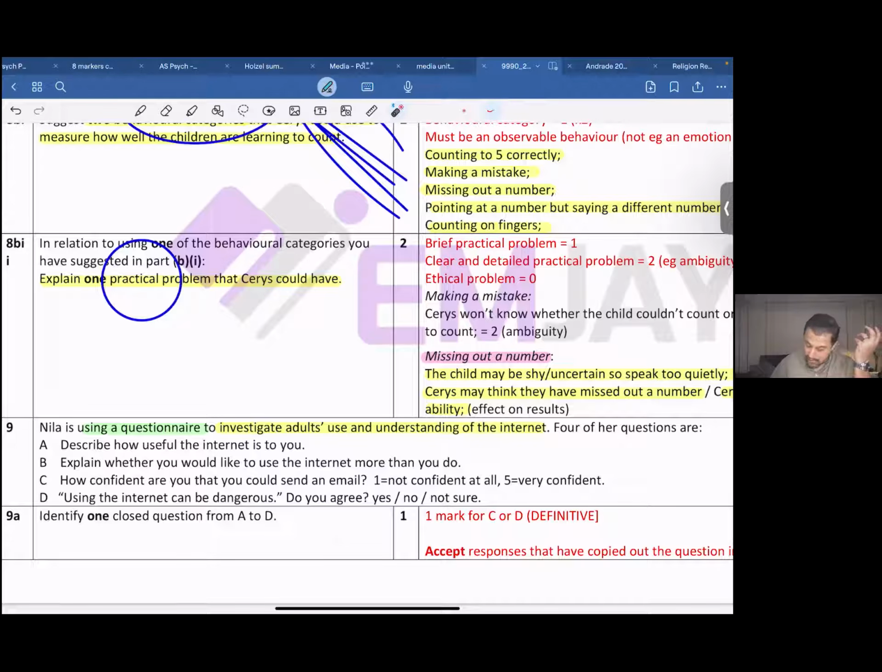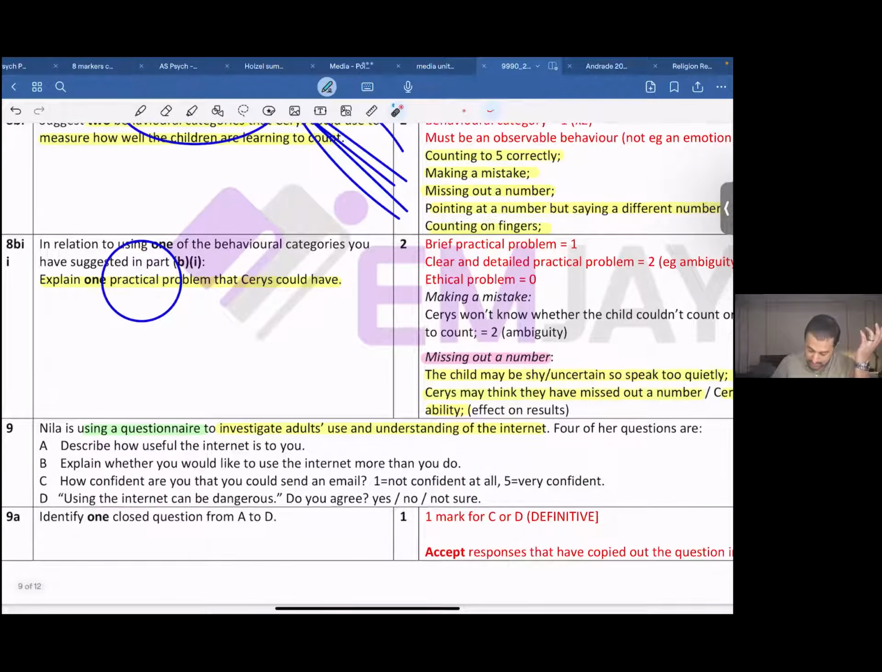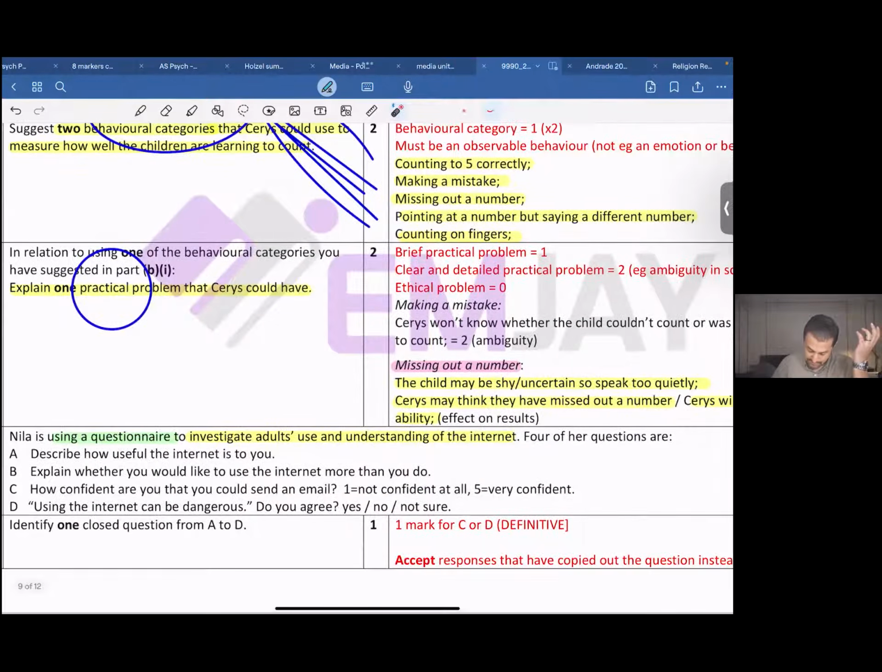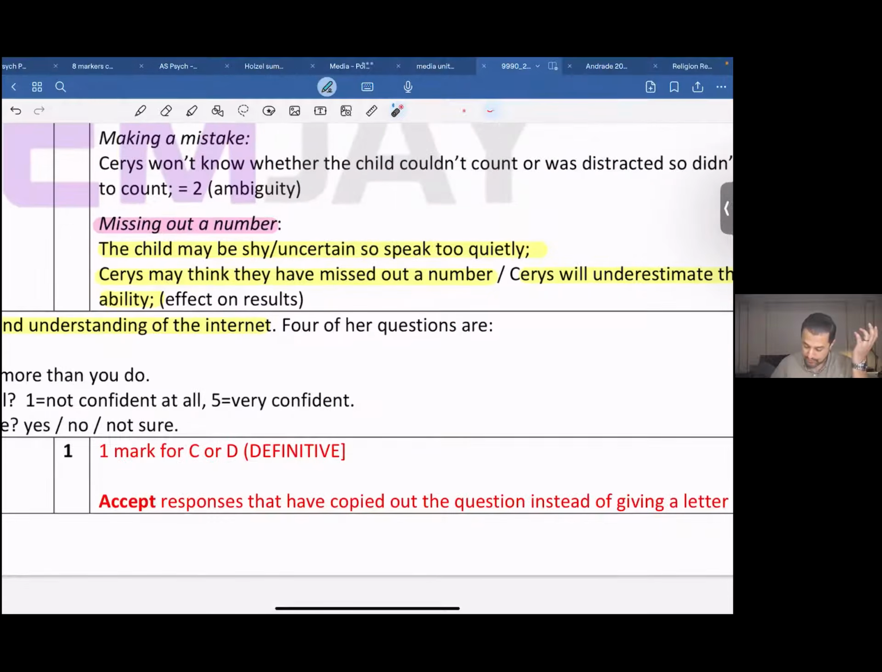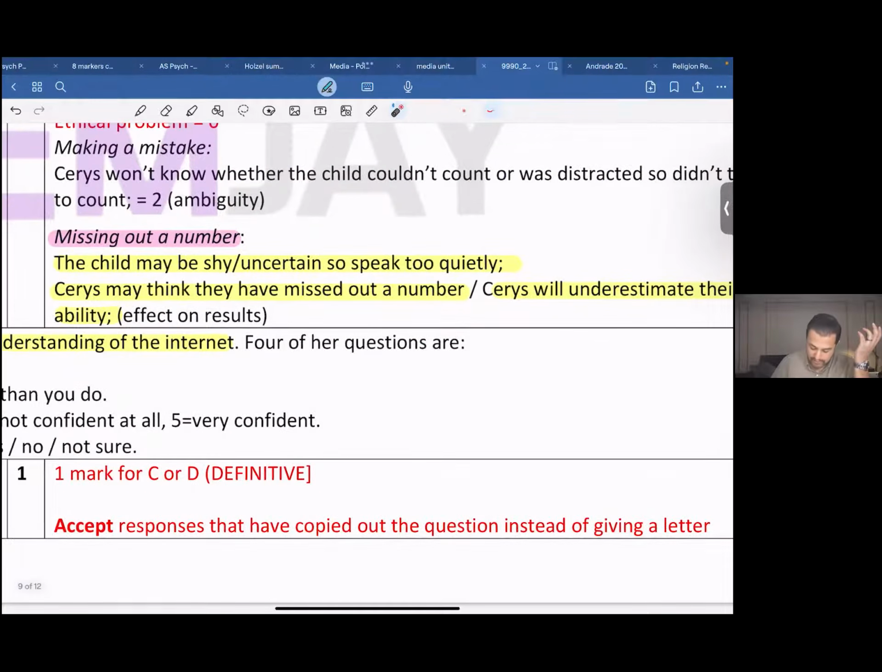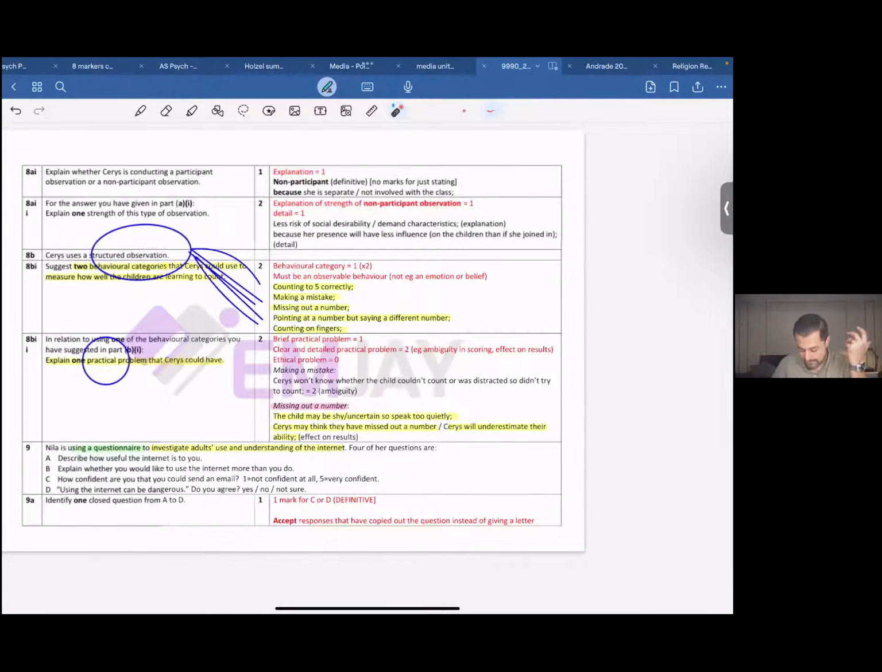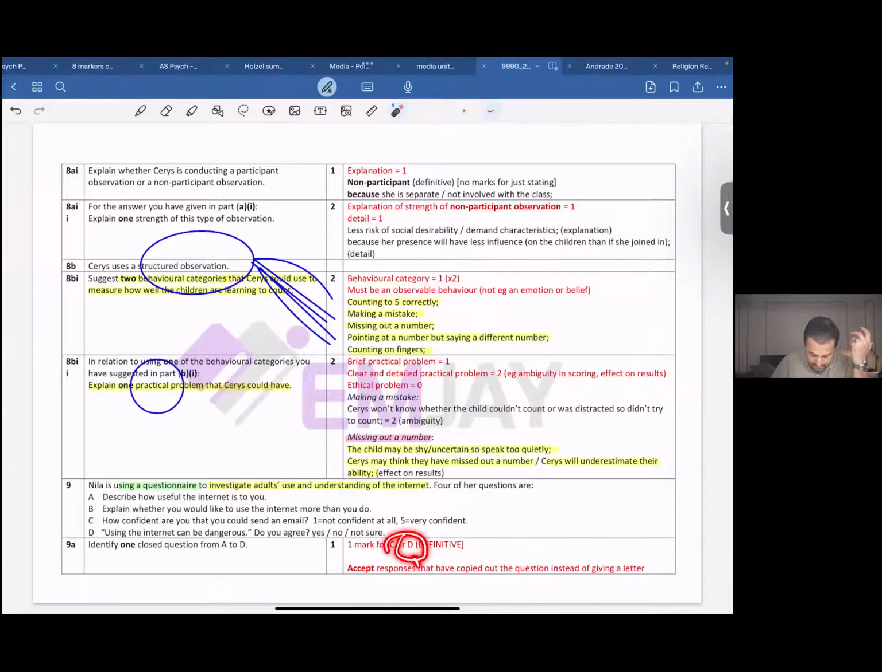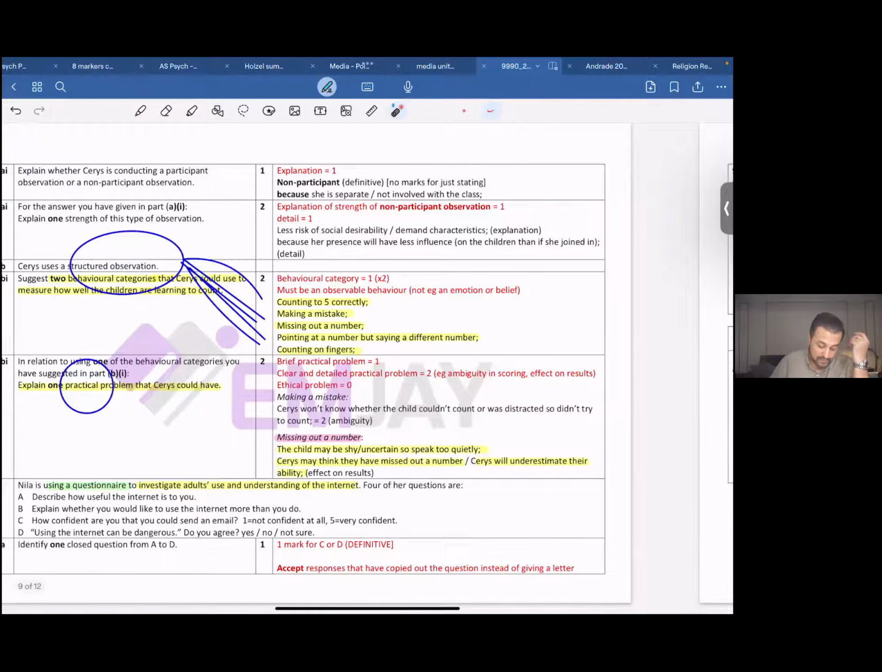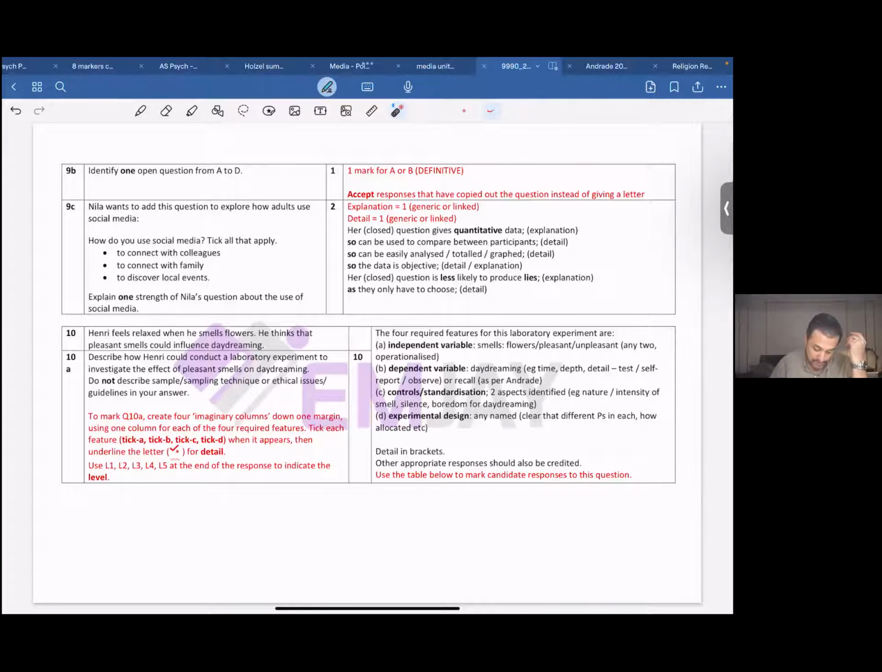So 1 mark for C or D, both work. Accept any responses that have copied out the question instead of giving a letter. So you could either give a letter C, you could give a letter D, or you could copy this entire sentence C, or copy this entire sentence D as well. Identify 1 open question from A to D.